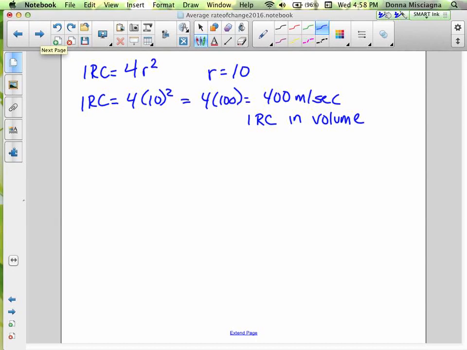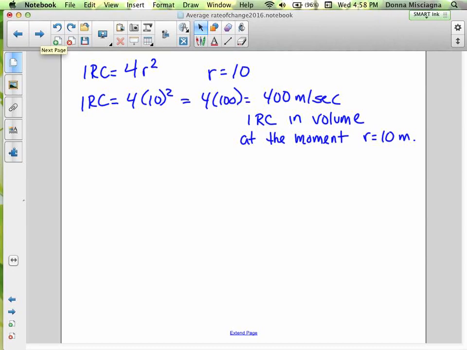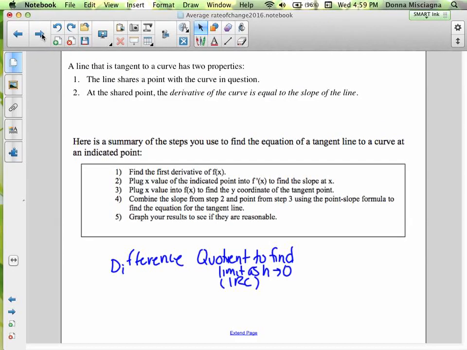Okay? So this instantaneous rate of change in volume is for the moment the radius is 10 meters. Not 10.1, not 9.999, but 10 meters. At exactly that instant in time, our rate of change is 400 meters per second. Okay? So you're actually learning something very powerful. You may not realize it right now, but you don't have to find just change over time. You can find change at a moment.